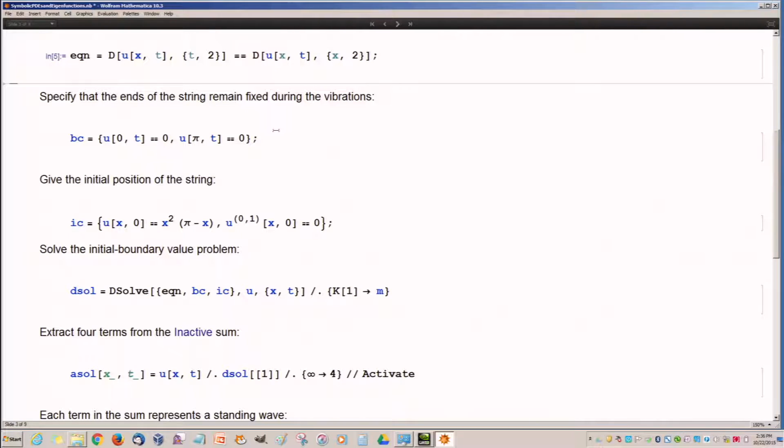You must specify that the string is fixed at both the ends. And in modern terms, you say that's a homogeneous Dirichlet condition. I must give some kind of an initial pull, so I pull the string at some point and let it go. And then I give it to DSolve. And this takes a bit of time on this laptop, around 32 seconds if I remember it right.